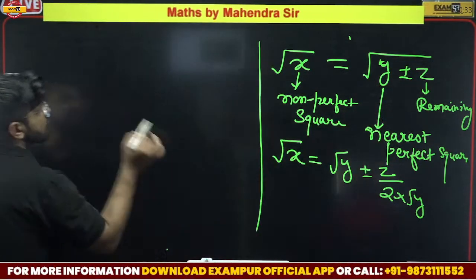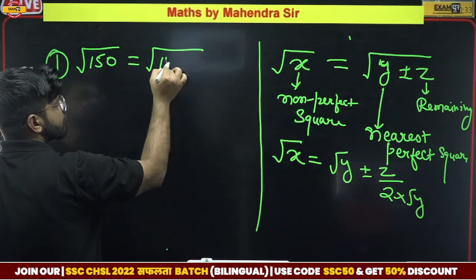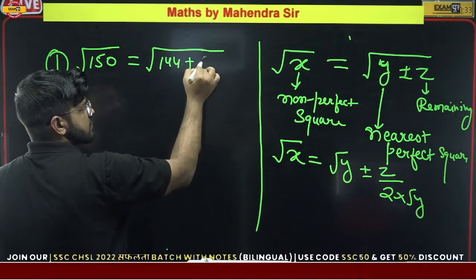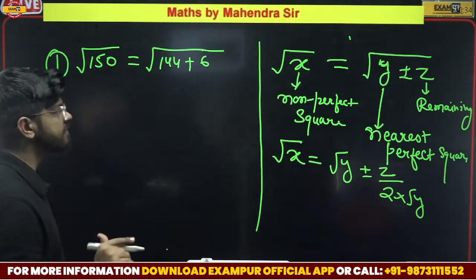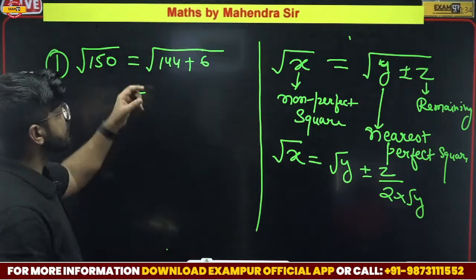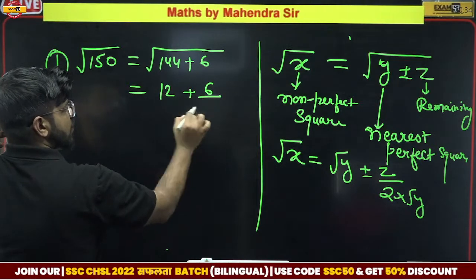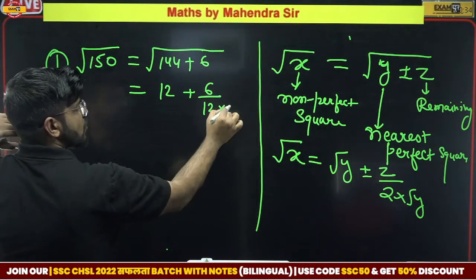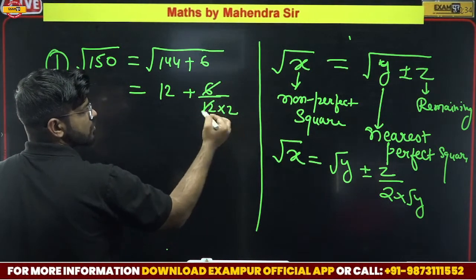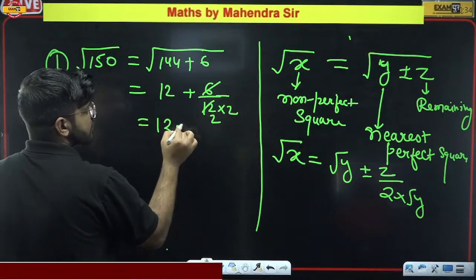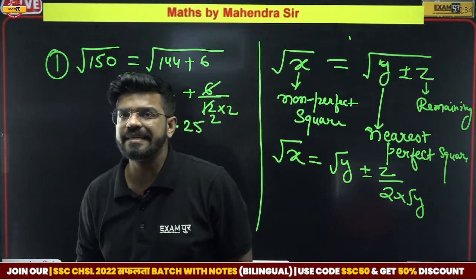Now let me calculate the square root of 150. How can we write 150? We can write it as 144 plus 6. You will get an approximate value here. The square root of 144 is 12, plus 6 upon double of this, so 24. 6 ones are 6, 6 twos are 12, so this is 1 by 4, which is 0.25. So 12.25 is my answer. Is it clear to everyone?